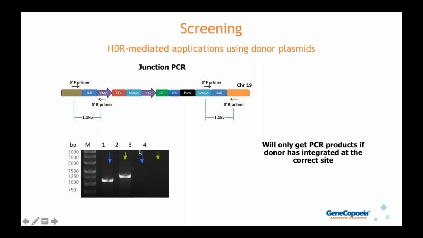And such an example is shown here. Lanes 1 and 2 are from a clone containing integration at the correct site, whereas for lanes 3 and 4, this is an experiment we did, we isolated pure puromycin-resistant clones, but they were negative for junction PCR, and so presumably these donors integrated into the genome randomly and not at the correct site. So again, you'll only get PCR products if the donor has integrated correctly.